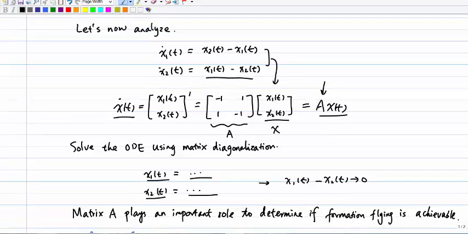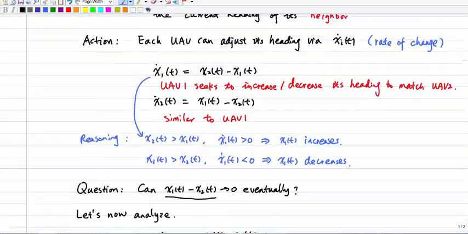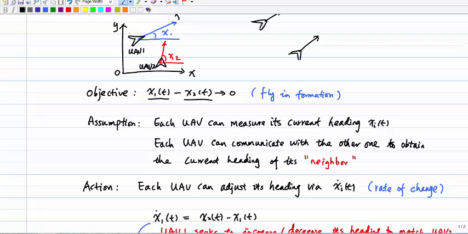Which means the matrix A plays an important role, because that's the only thing we can change. The other one is just the state of the two aircraft. So eventually matrix A plays a very important role in determining if formation flying can be achievable. In other words, if the heading angles can be synchronized.